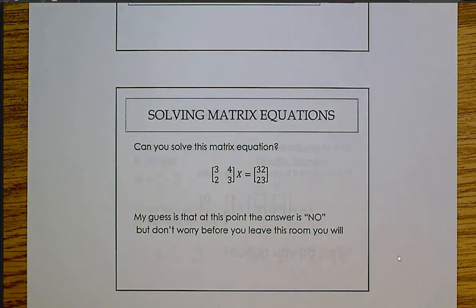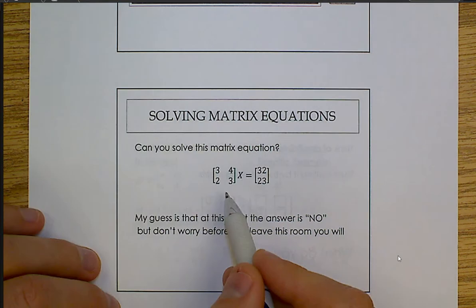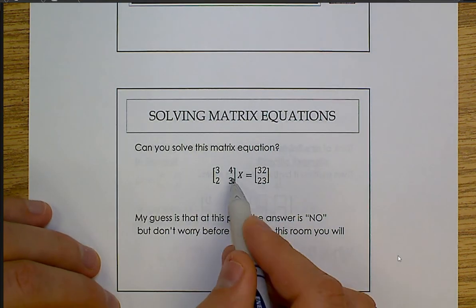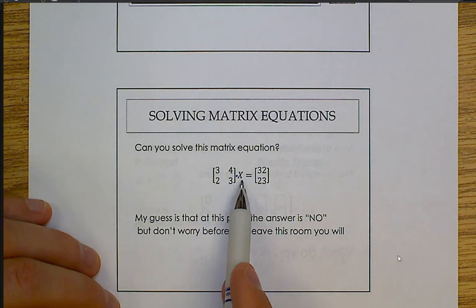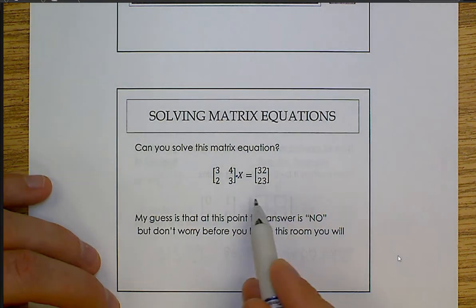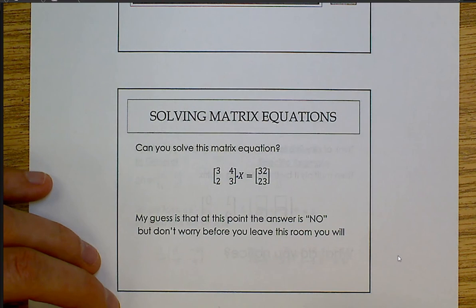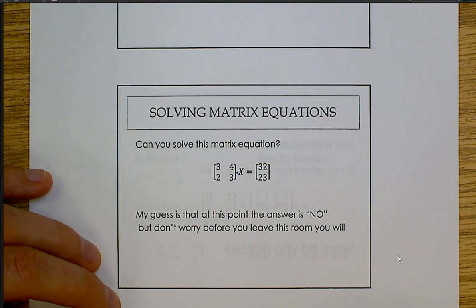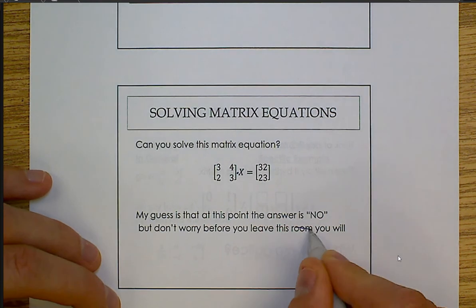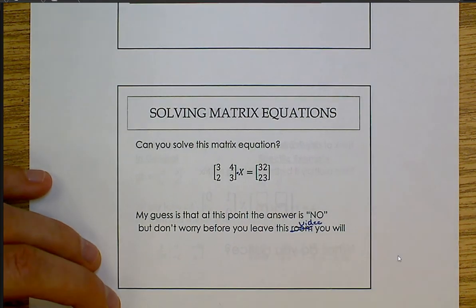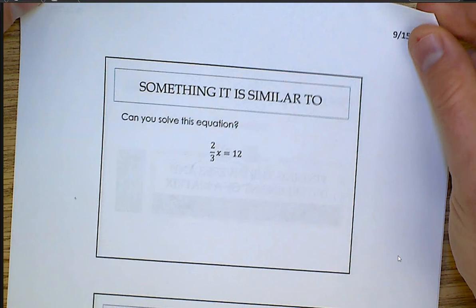The first slide here says solving matrix equations. Can you solve this matrix equation? If you look at it right there, a lot of you are probably thinking, well, can I divide, because this 2 by 2 is multiplied by x, so the opposite of multiply is divide. You can't divide matrices. Remember in last lesson we only multiply matrices together. And so we can't divide. So that's what I put right here. My guess is that at this point the answer is no, but don't worry, before you leave this video, you will. Let's do it.